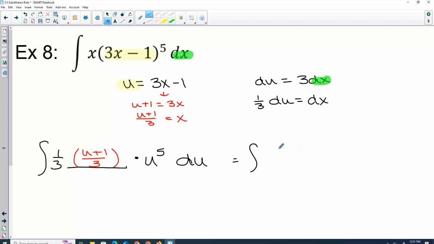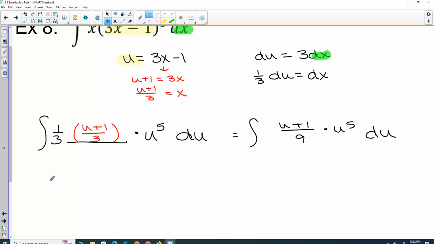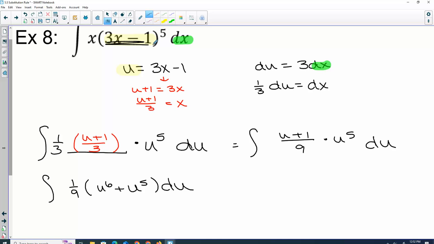If I distribute this, I get u plus 1 over 9 times u to the 5th. Can I just pull out a 1/9? Then u to the 5th times u is u to the 6th plus u to the 5th du. So I couldn't do it before because the inside was more than one term. The reason the substitution made it nicer is now I just had a single term to the 5th power. So we were able to multiply it out without writing 3x minus 1 5 times and distributing.